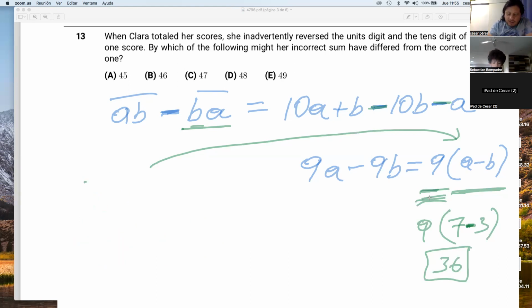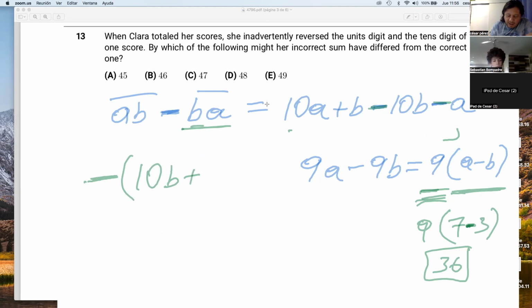We need to write with parentheses. In this case, this can be written this way, but because we don't have here any sign, we can skip this step. But it's very important if we are going to write this minus 10B plus A, we need to write the parentheses. Okay. And then we made the change of the signs. This minus sign changes everything that is inside the parentheses.